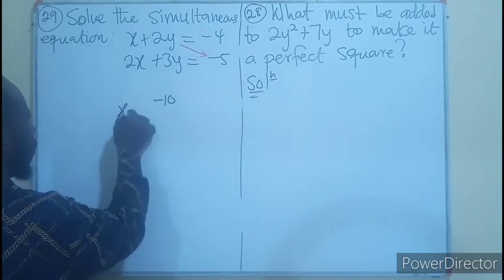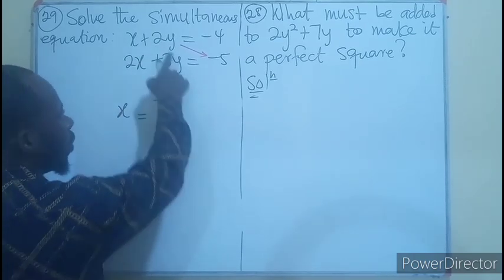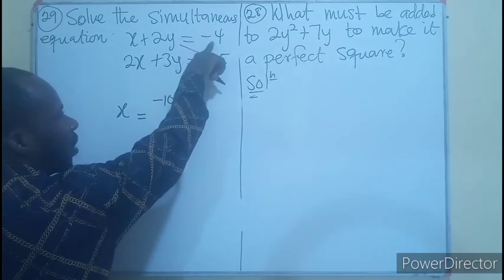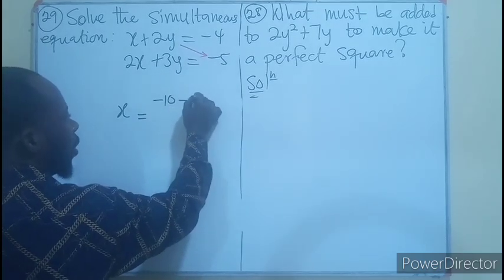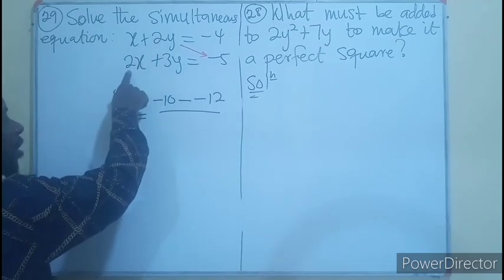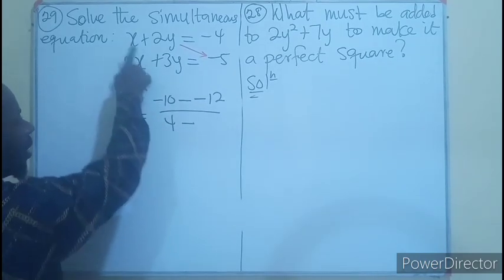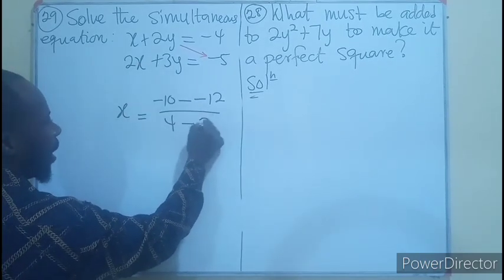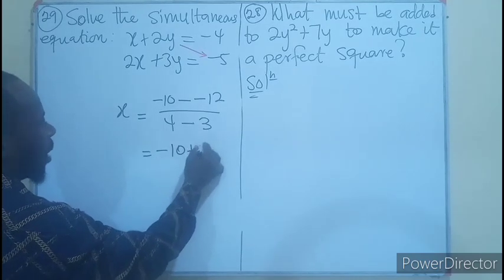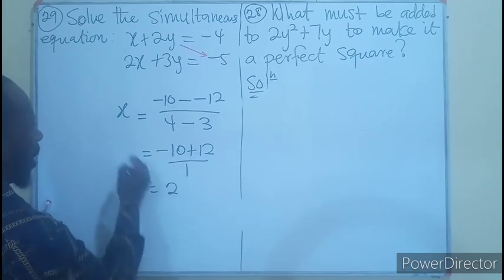In this case, I am looking for x since I'm using the coefficient of y. X equals 2 times this minus 3 times what? Negative 4. That will be negative 12. Divided by still 2 times 2. That will be 4 minus 1 times 3. And that will be 3. This gives rise to negative 10 plus 12 out of 1. And that will be 2 divided by 1.